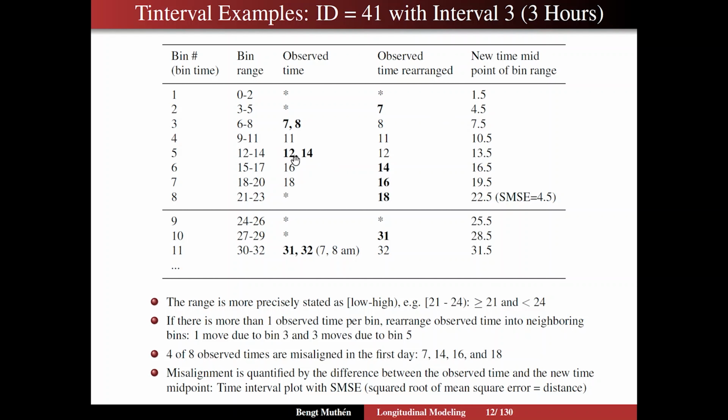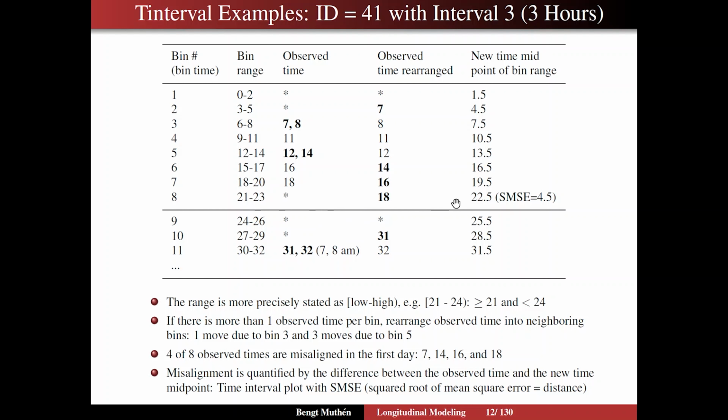Now look at 12 and 14. Here we have to do a more elaborate scheme. We have to move 14 down to the next bin and then move 16 and 18 further forward. This is all happening because we have a very wide time interval of 3 here. Perhaps not desirable for this person. So this person who was observed at time 18, 6 in the evening, gets misaligned to fall into the bin range 21 to 23, so about 10 o'clock at night.